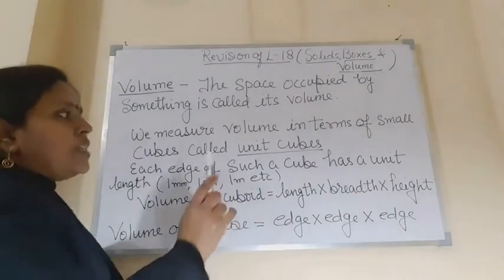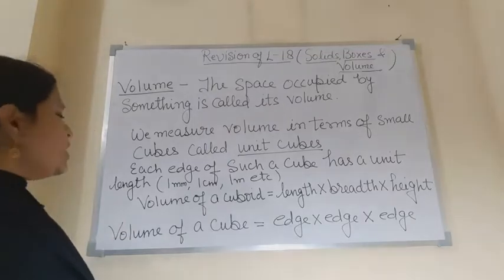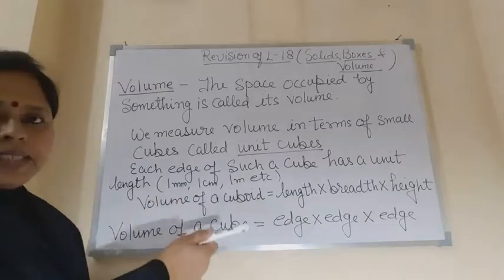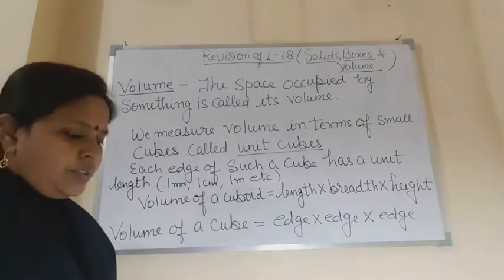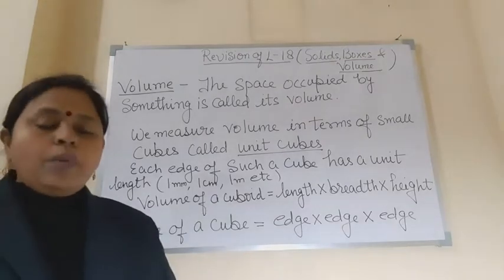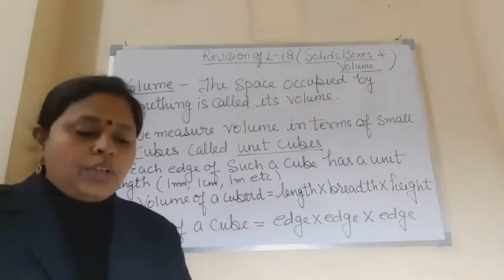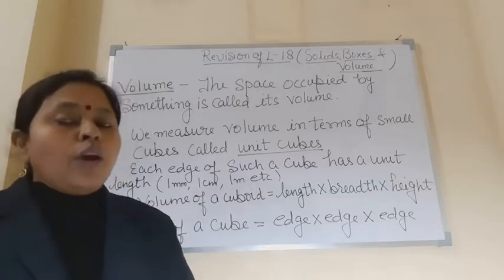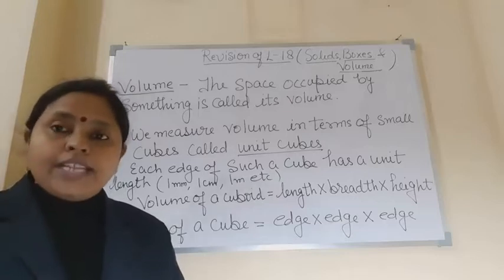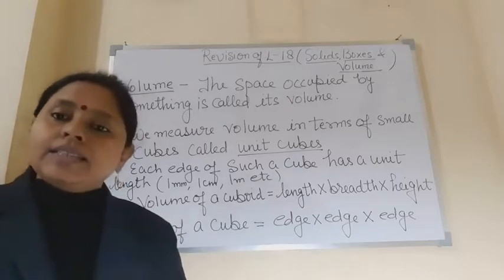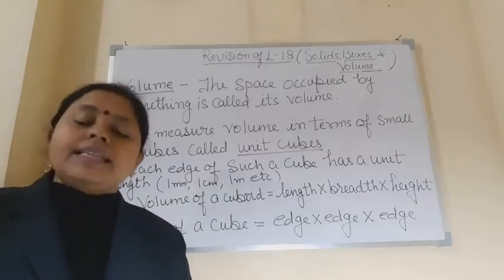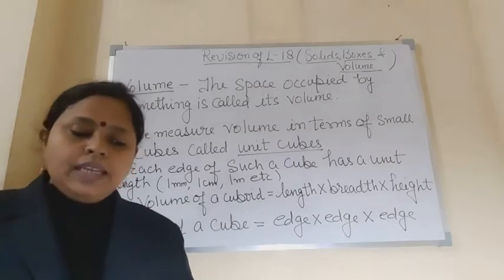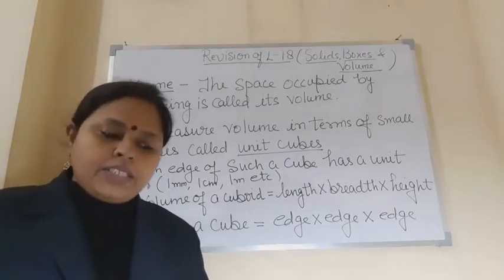Each edge of such a cube, that is unit cube, has a unit length, either 1 millimeter, 1 centimeter, 1 meter, etc. And children, so we can say that the volume of a unit cube of edge 1 millimeter is 1 cubic millimeter. The volume of a unit cube of edge 1 centimeter is 1 cubic centimeter, and in the same way the volume of a unit cube of edge 1 meter is 1 cubic meter, right?